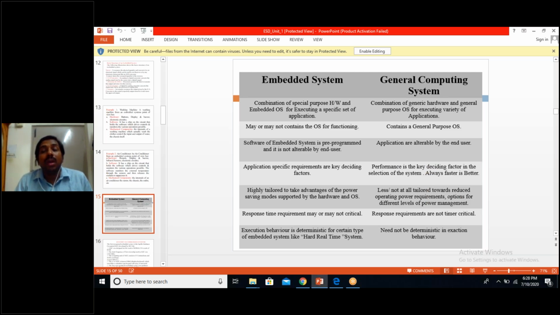Then you can also install C language or some other language like MATLAB. Okay, and the key deciding factor is that it is only a specific application.